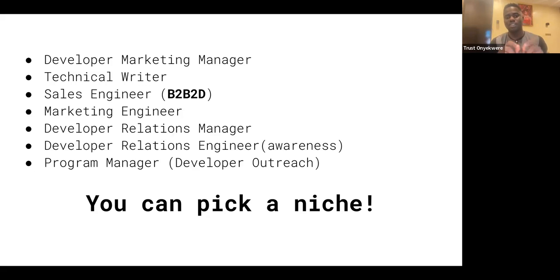Now, I have to put this B to B to D. Remember that when you sell to customers, it's B2C. When you take products to businesses, B2B. But when you take products to developers, it's B2D. Now, what if you take a developer product to businesses? The businesses have developers, and now it's B to B to D. You're marketing to a technical audience who are developers.